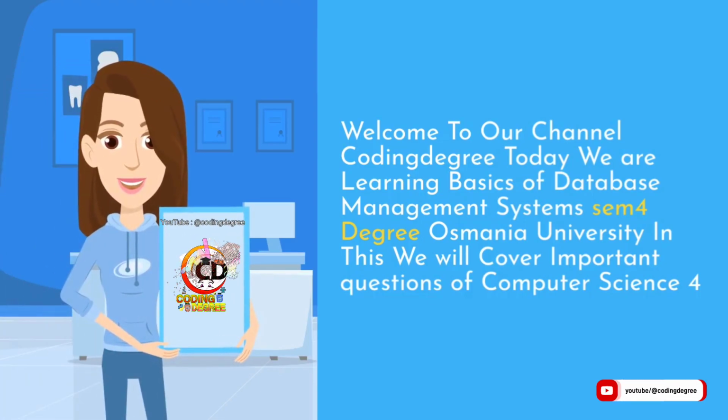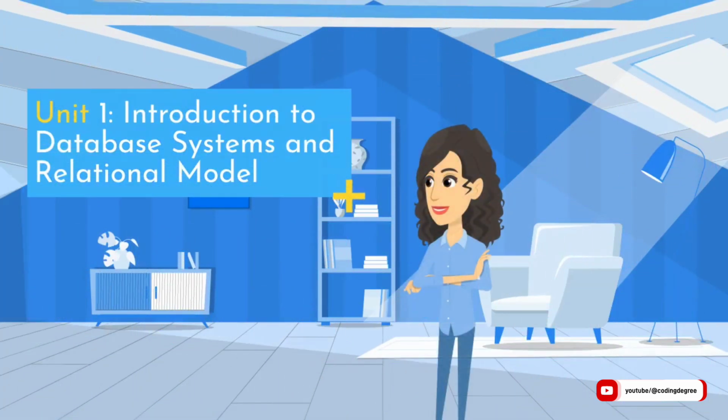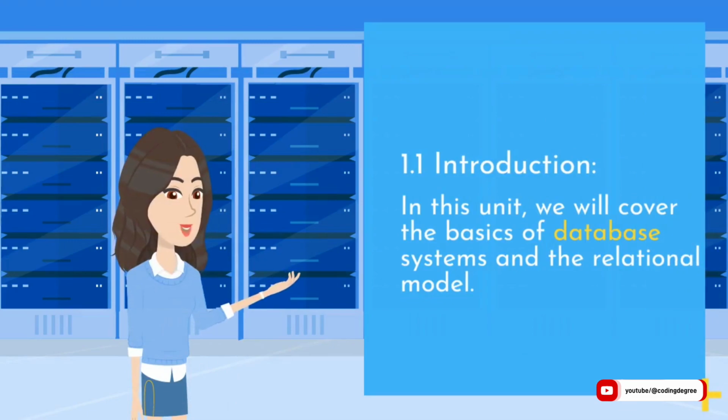Today we are learning basics of database management systems, sem 4 degree, Osmania University. In this we will cover important questions of computer science 4. Unit 1, Introduction to Database Systems and Relational Model. 1.1 Introduction. In this unit, we will cover the basics of database systems and the relational model.